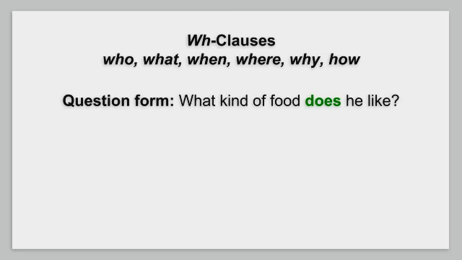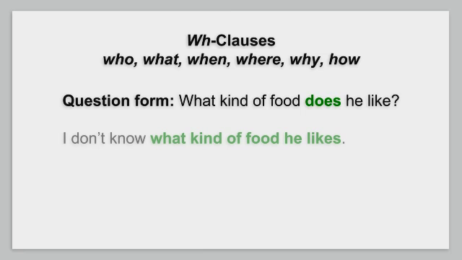Let's compare a question and a noun clause. What kind of food does he like? This is a question, so we use the helping verb does. Now, look at the examples of noun clauses. I don't know what kind of food he likes. Notice the word order. It is a statement word order, not a question.